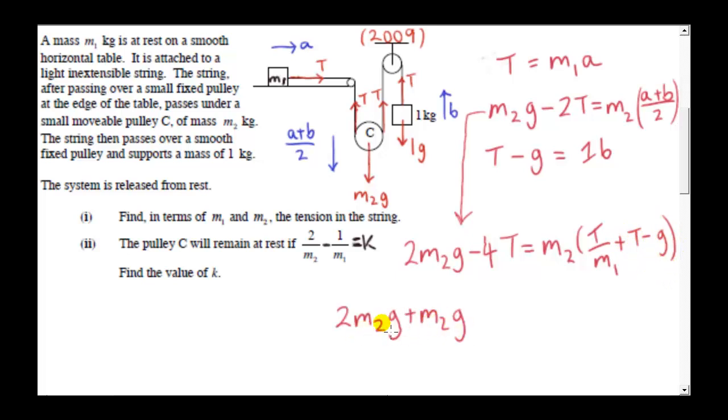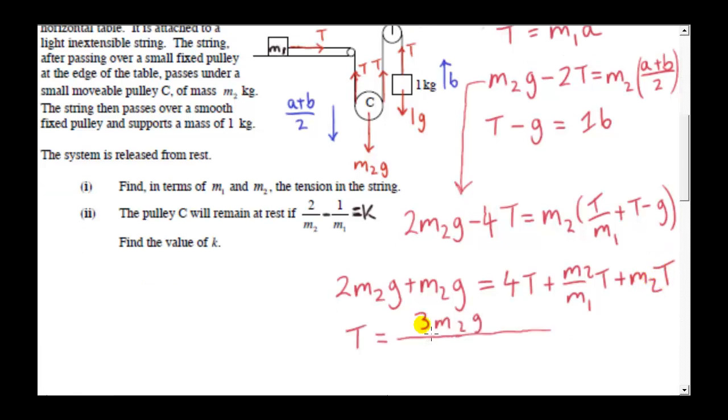Now I'll take terms that do not involve T to the left hand side, so that's 2m2g, and the minus m2g on the right hand side is brought over. Terms that do involve T are brought to the right hand side, so this will become plus 4T, and we have m2 over m1 times T plus m2 times T. Okay, so factorizing T out of this, we're left with 4 plus m2 over m1 plus m2. That's divided into the left hand side, which is 3m2g. Now you could multiply above and below by m1 if you like. So now we have an expression for the tension. So if we know the masses of both of these particles, we can get the tension force, and from the tension force we can get the accelerations.